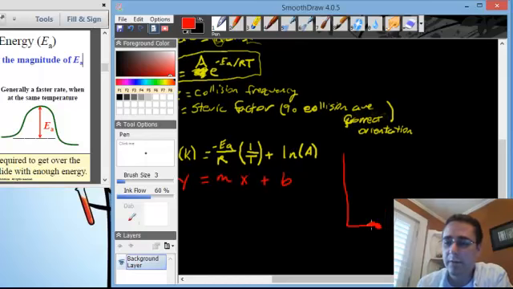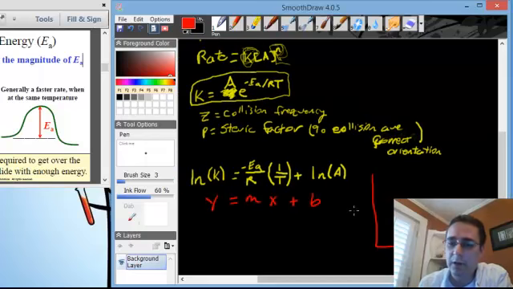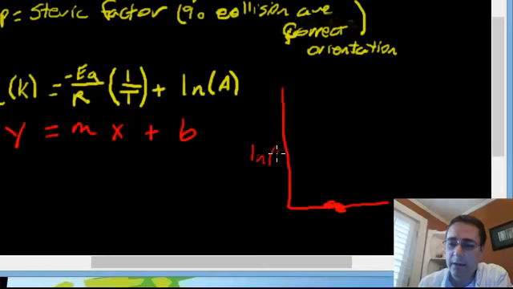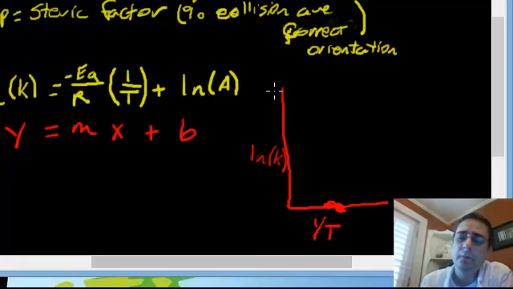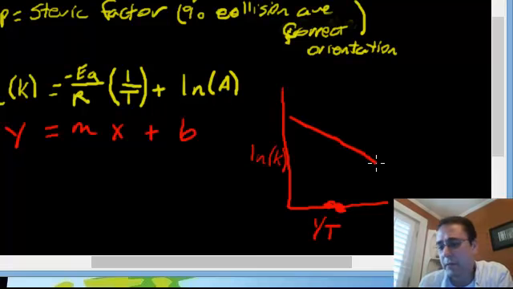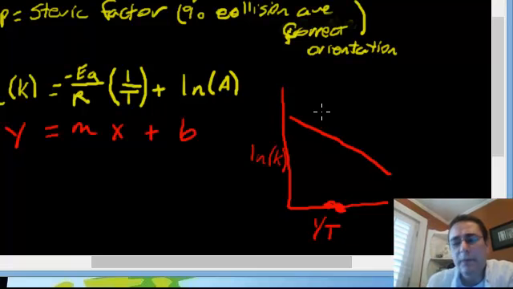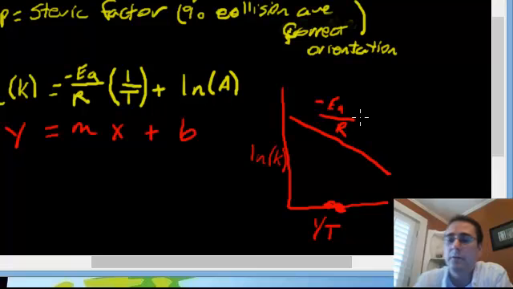So we have a graph and we graph the natural log of k on the y-axis. And on the x-axis, right, our x is 1 over temperature in Kelvin. That's important. And of course, you have a negative slope here, right? You're going to get a straight line. And the slope of that straight line is equal to the negative activation energy over R, right?